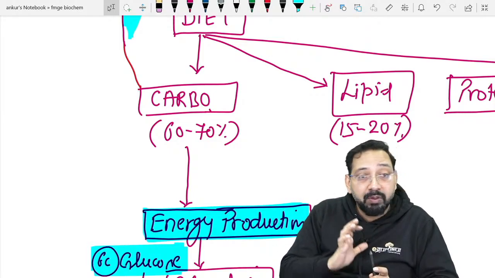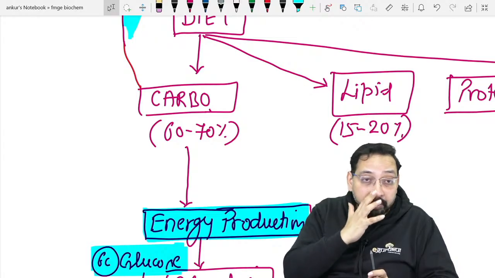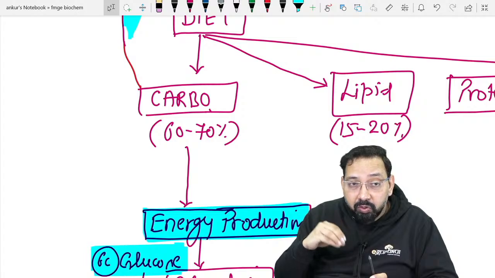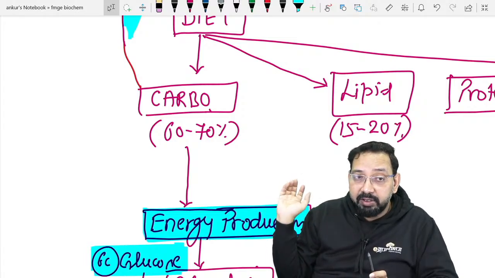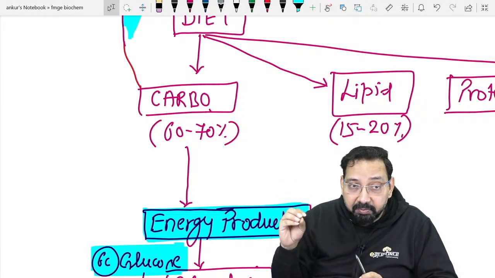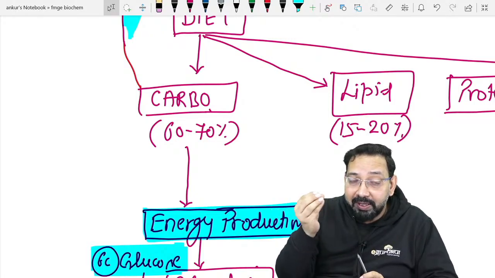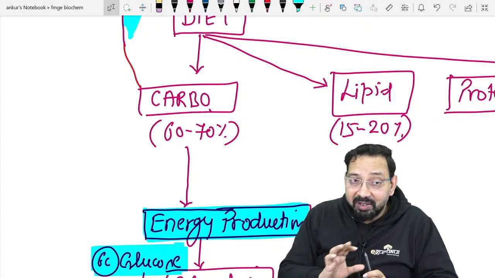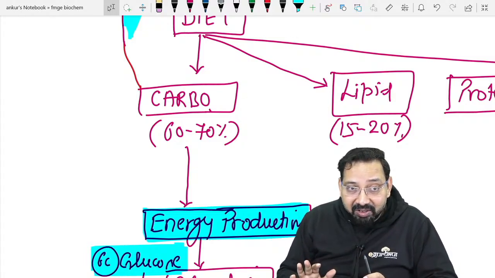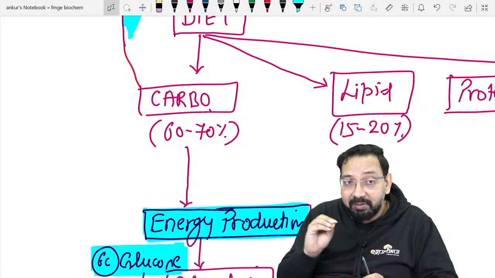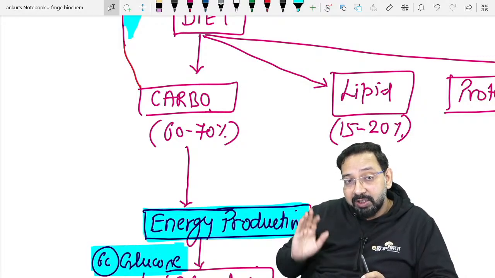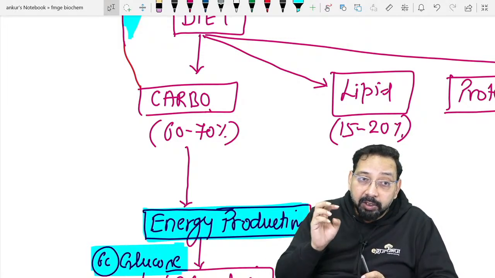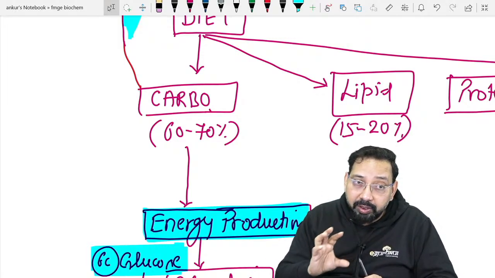Why? Because in between meals, from breakfast to lunch, blood glucose is being utilized by each and every cell, so blood glucose will tend to decrease. This may lead to hypoglycemia, but we don't have hypoglycemia. Why? Because in between meals the liver glycogen is broken down to maintain blood glucose. Means the liver is working continuously.